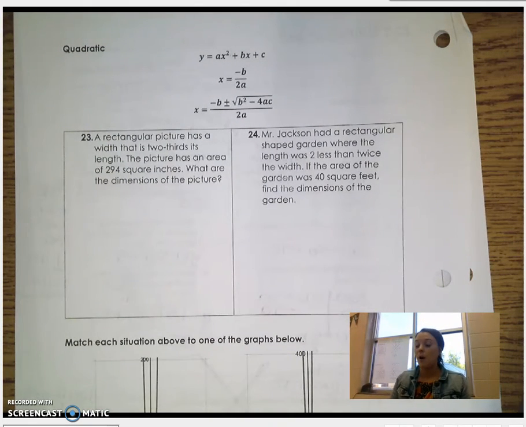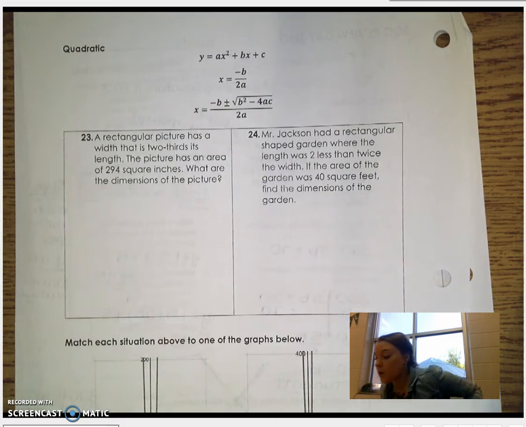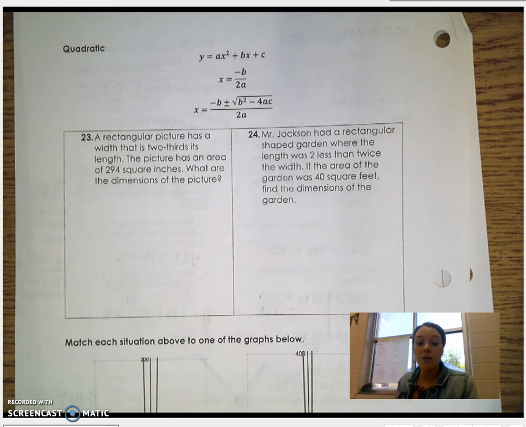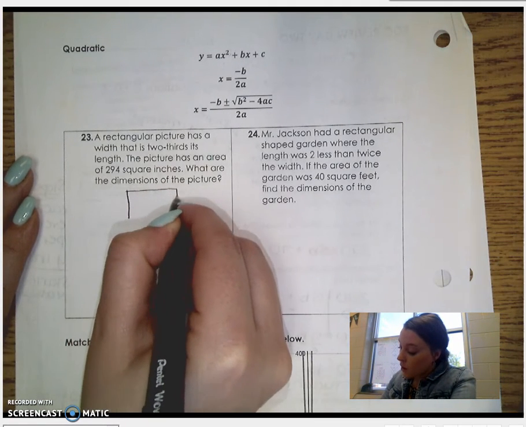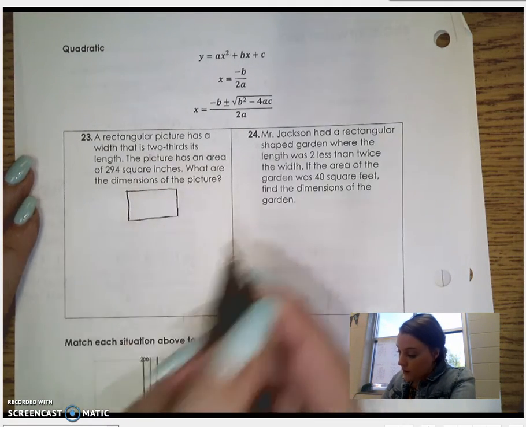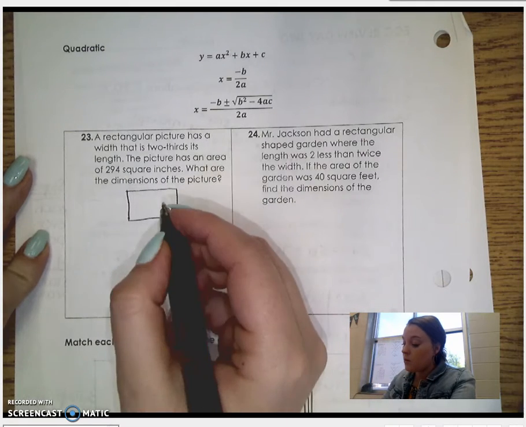times they're about rectangles. So this first example says that a rectangular picture has a width that is 2/3 its length. The picture has an area of 294 square inches. What are the dimensions of the picture? So we're going to draw a picture of a rectangle, and we're going to use the variable x.